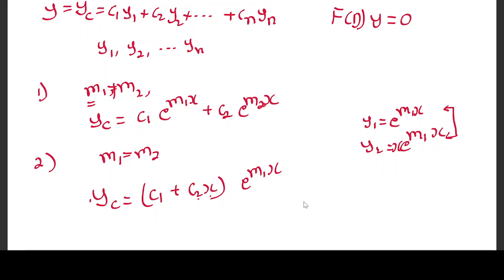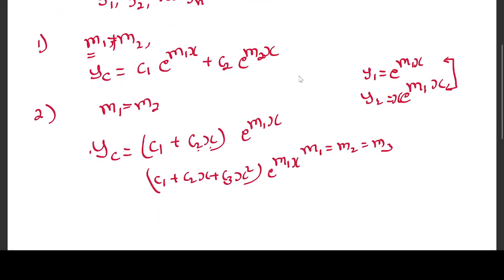Instead of only 2, if I have 3 repeated roots, that is m1 is equal to m2 is equal to m3, the complementary function will be c1 plus c2x plus c3x square into e power m1x. So there is a similarity. Even if a root is repeated 4 times, we can continue with the same procedure.